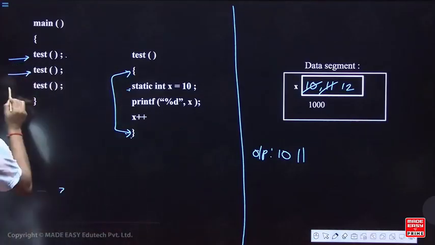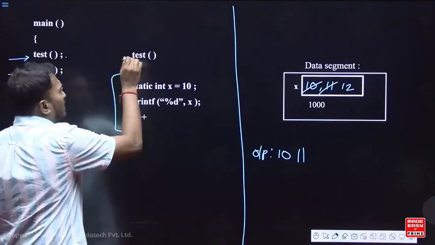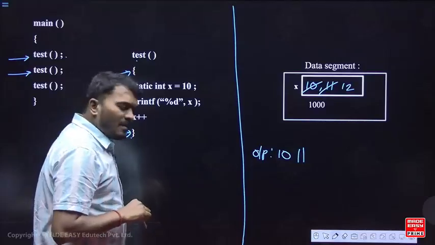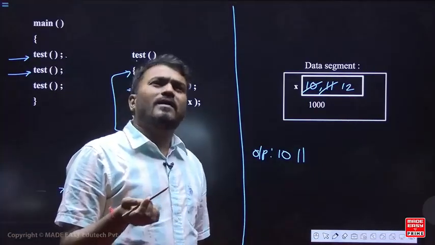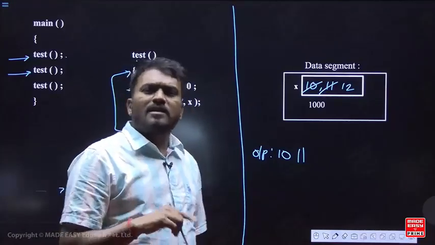Now next, third time when you call the test function. Now tell me, third time when you call the test function, what is happening here? Again you come to the test function. Static देखते ही क्या करेगा? Skip करेगा. Static देखते skip करेगा. It will assume that static variable है, तो memory already allocated at compile time, so it is not my job. It will simply skip that.